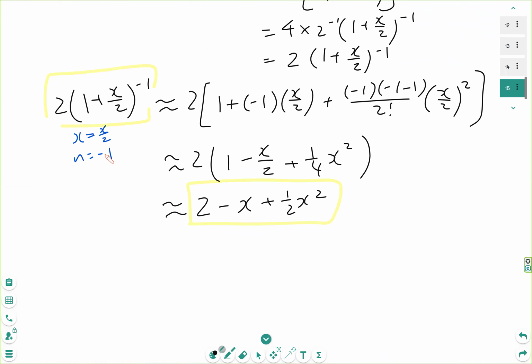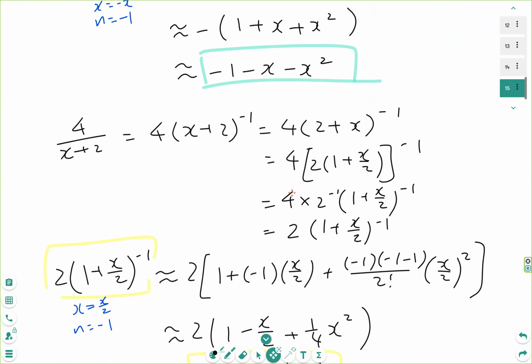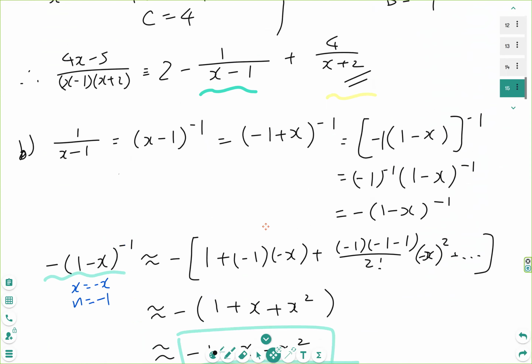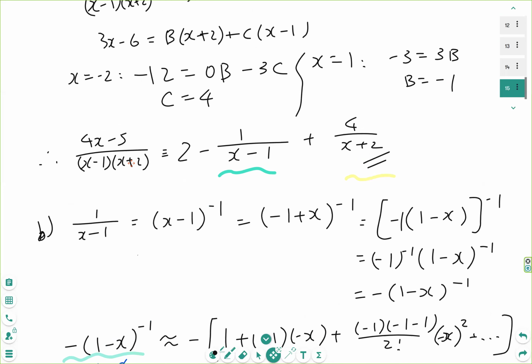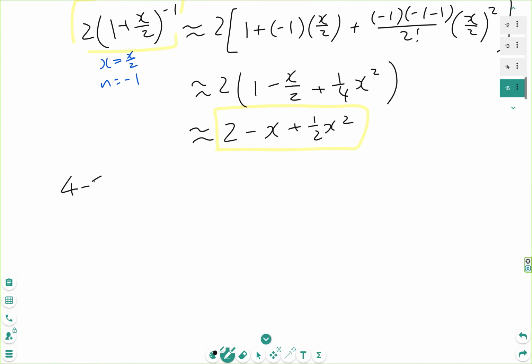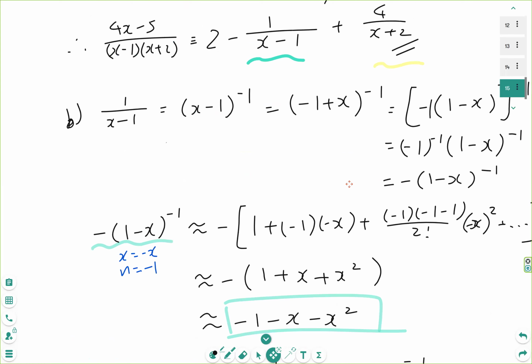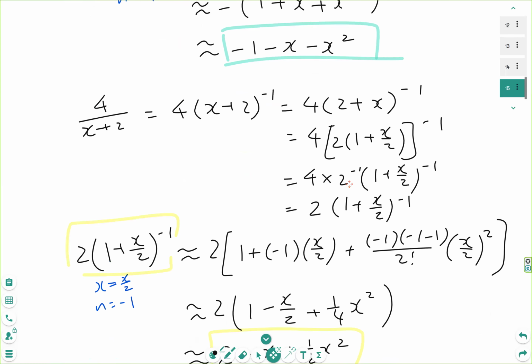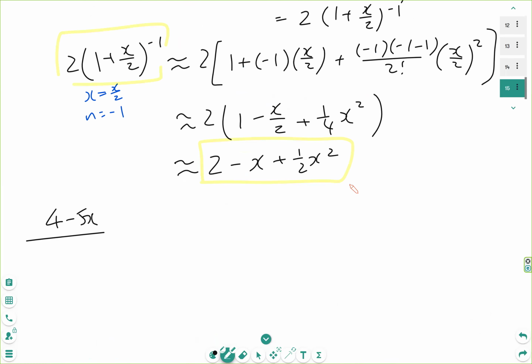Okay. So now, after expansion, why do we need to do expansion? Let's remind ourselves. The reason we need expansion is because we need to write this as 2 minus the blue expansion plus the yellow expansion. So 4 minus 5x over, I forgot what's the denominator, x minus 1, x plus 2. x minus 1, x plus 2 is roughly equivalent to 2 minus the blue expansion.